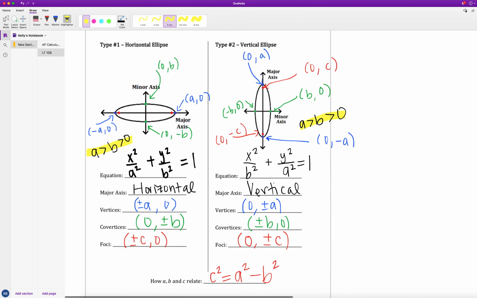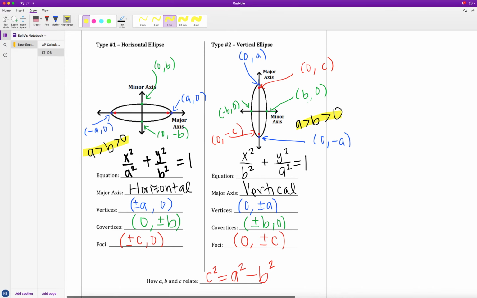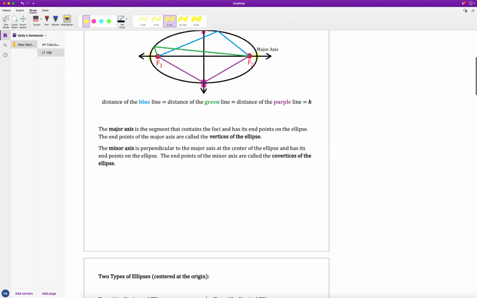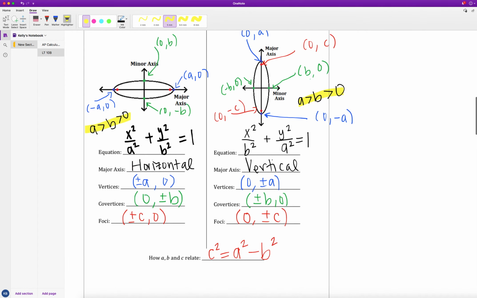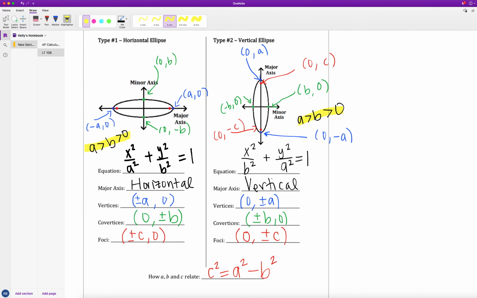And on each one of these, the vertices are always at a, so either the x-intercept or the y-intercept. The co-vertices are always at b, either being a y-intercept or an x-intercept. And the foci are at this c value that we get, which is coming from this equation down here. And this equation, c squared equals a squared minus b squared, works for either type of ellipse that we have. This is going to be some stuff that you're going to want to have memorized kind of off the top of your head. The biggest thing to keep in mind is that whichever variable we're stretching by, that's the variable that gets to be divided by the a squared, since it's the bigger of the two terms.